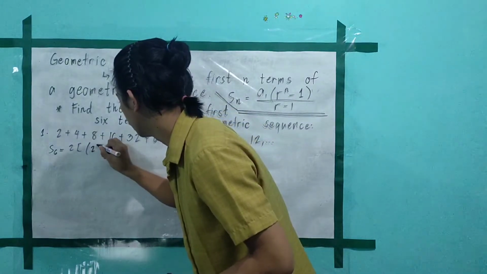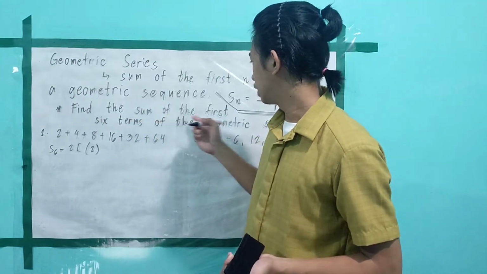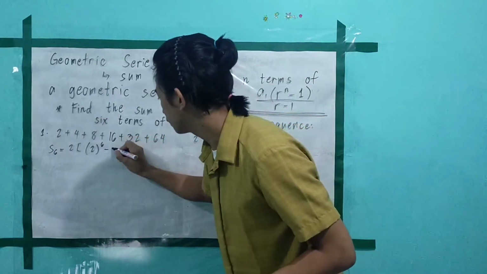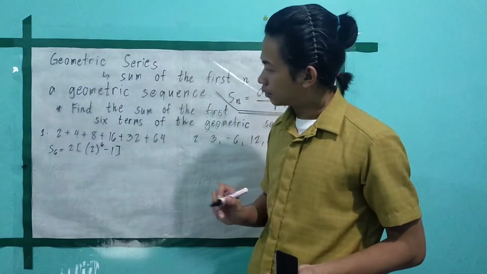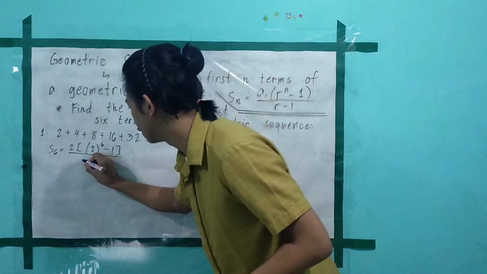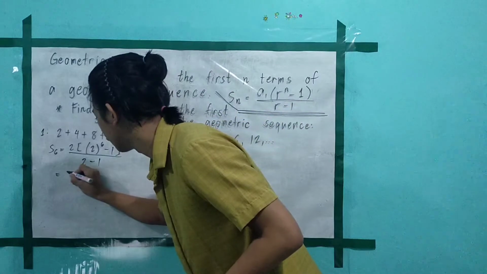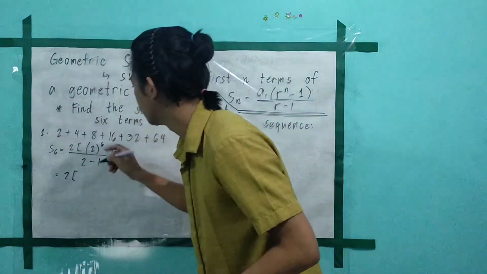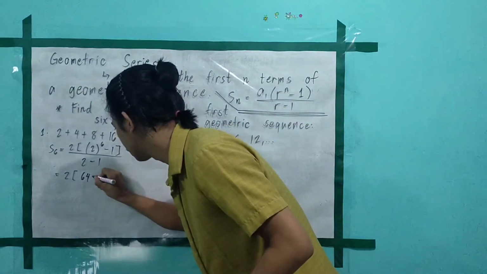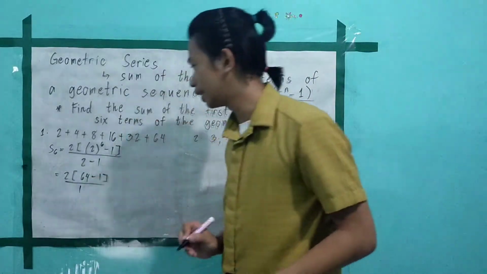And 2 raised to our n term. How many terms we're going to find? Okay, so 6 terms. So, 6 ang lalagay natin dyan. Then, minus 1, then close. Divide or all over the common ratio, which is 2 less 1. Then simplify natin. 2 raised to 6, we have 64. Less 1. All over 2 minus 1, we have 1.